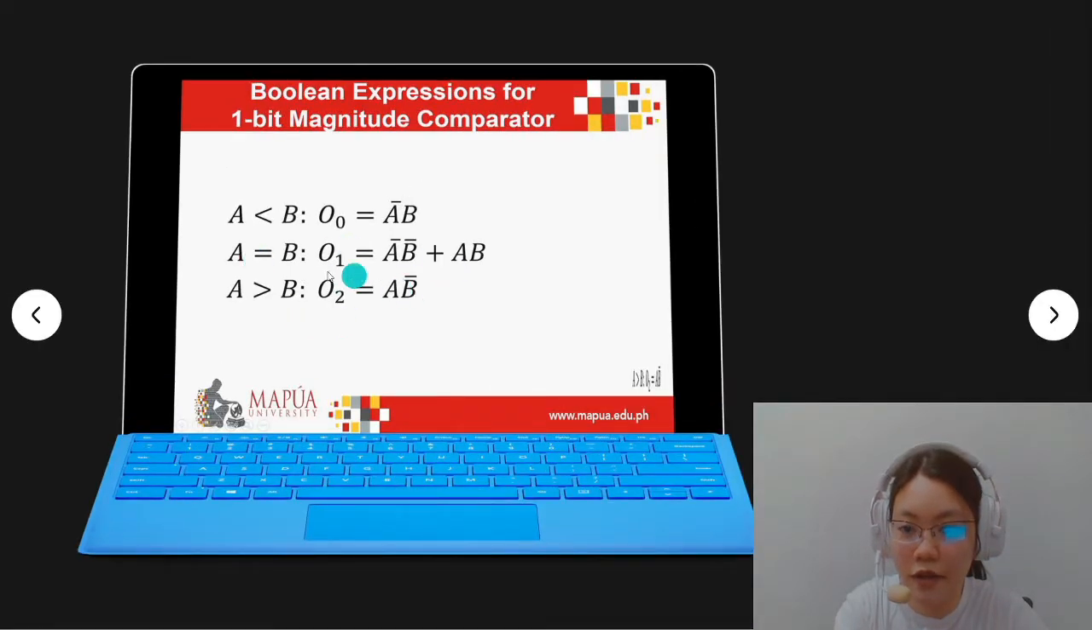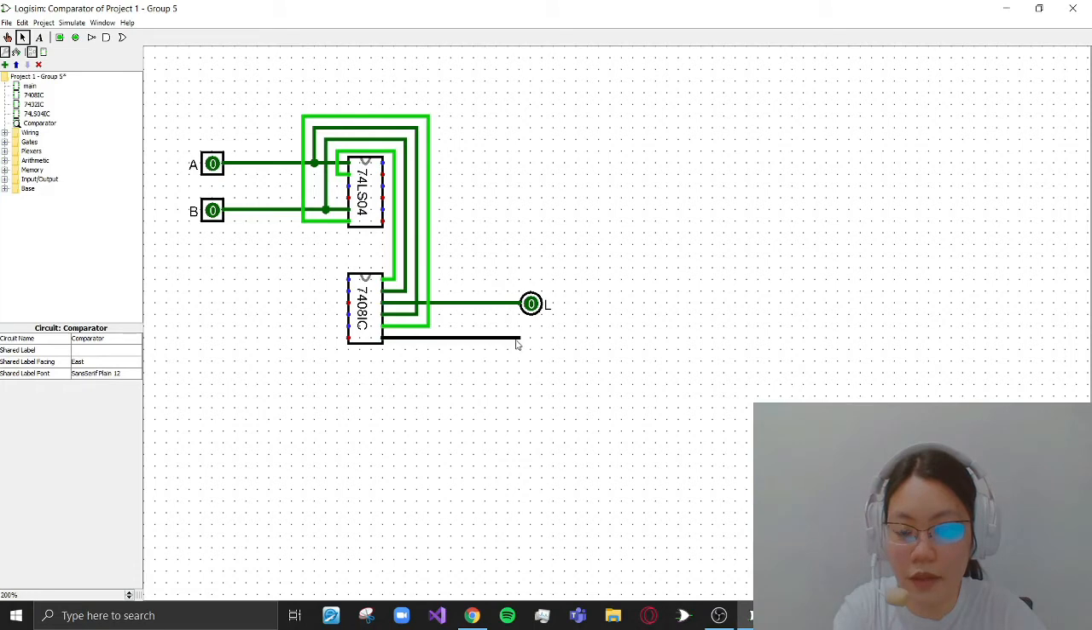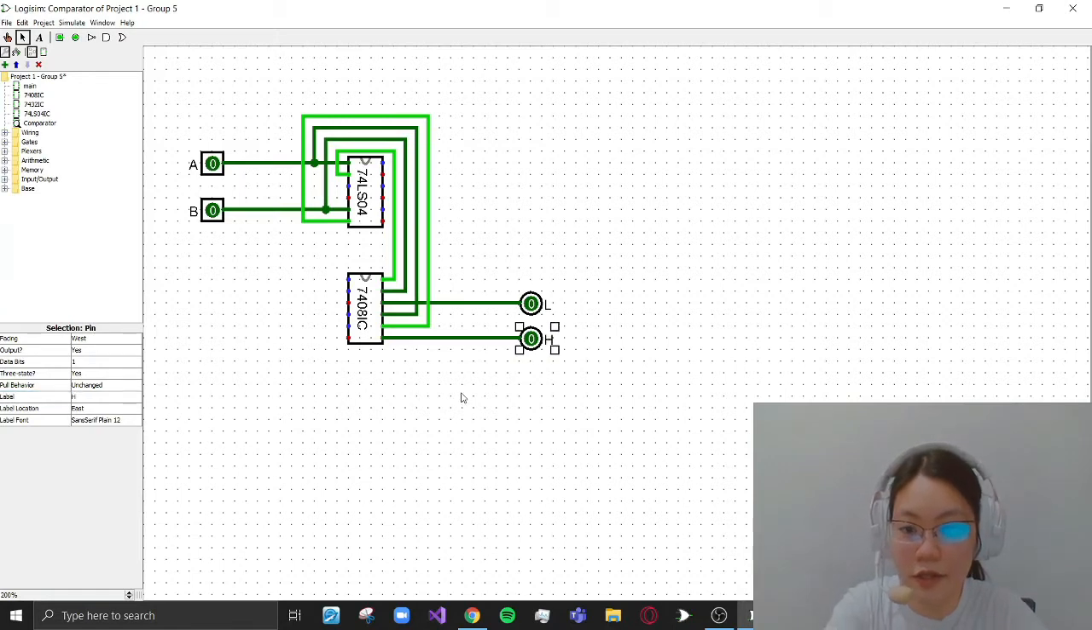Here, the greater signal first. So the greater signal says that A is ANDed with B naught. A is ANDed with B naught. And their output would be the high signal. So let's label that H.